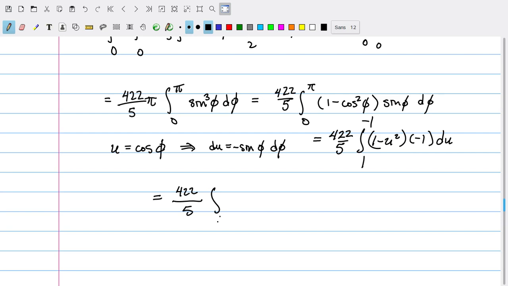Integral from minus 1 to 1 of 1 minus u squared du, which is a nice easy integral to do. It's going to give us 422 over 5 times 4/3.